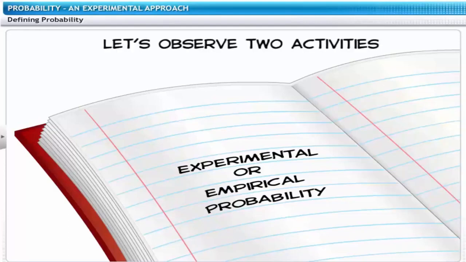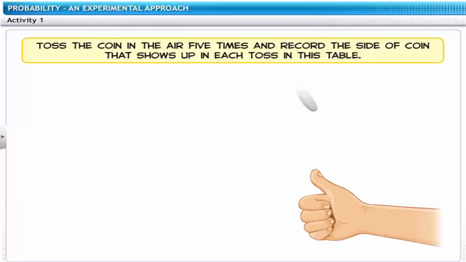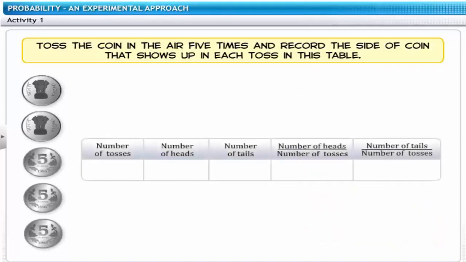First, let's observe two activities that will help us understand how probability is measured. In this activity, a coin is tossed in the air a number of times, and the corresponding observations are recorded. In the first set, the coin is tossed 5 times. As you can see, heads show up twice and tails show up thrice. Now, based on these values, let's write down the values in the next 2 columns. In the 4th column, the number of heads upon the total number of tosses is noted. In the fifth column, the number of tails upon the total number of tosses is noted.